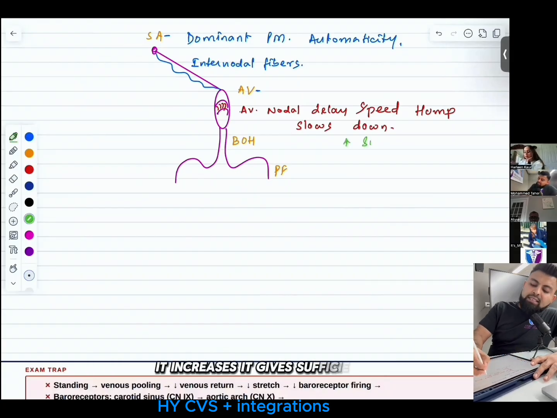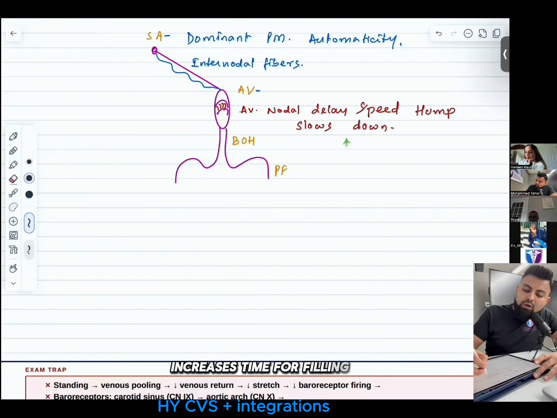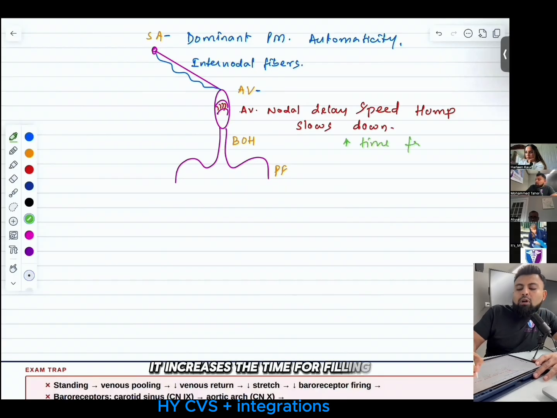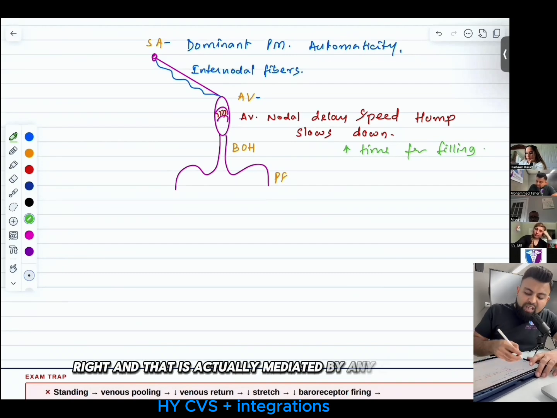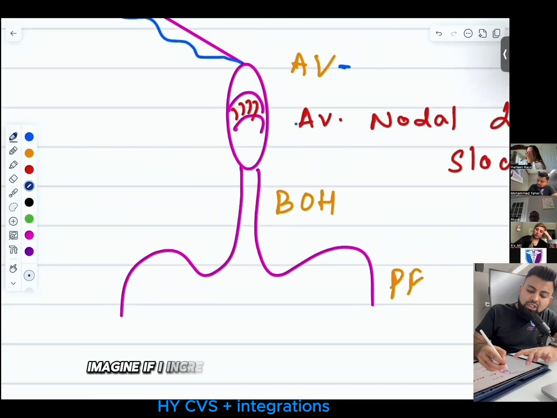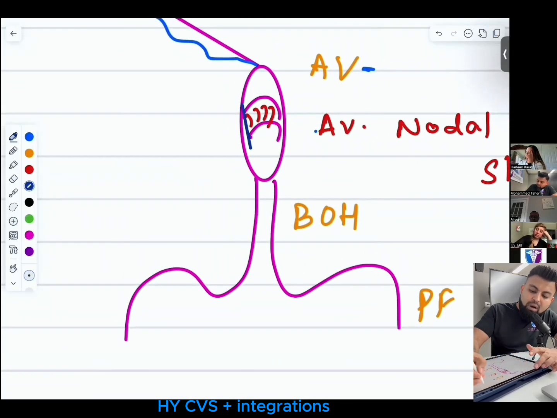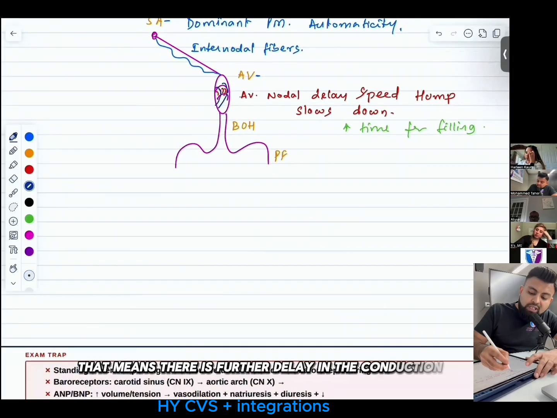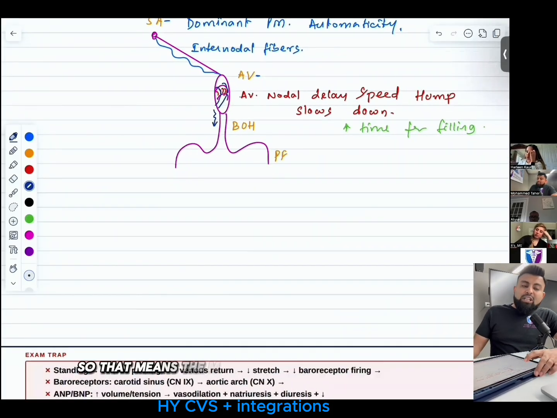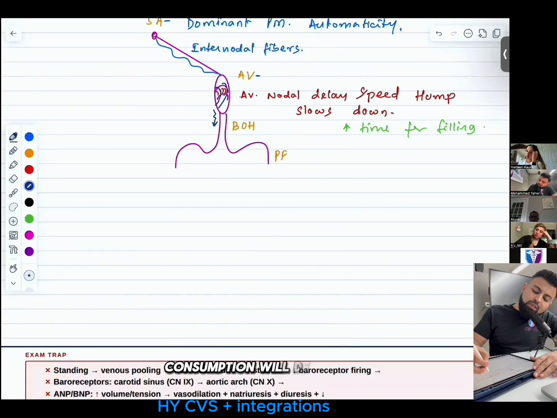It increases the time for filling. So filling time is going to increase. It gives sufficient time for the filling of the heart, right? And that is mediated by any condition that is responsible for delaying the AV nodal conduction. Imagine if I increase the speed hump or speed bump size, that means there is further delay in the conduction, isn't it? Right. So that means the myocardial oxygen consumption will decrease.